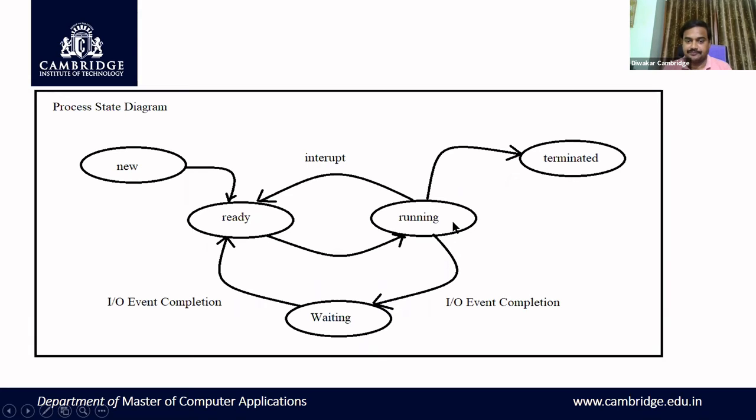Now you just see here. When a new process is created, it will come to the ready queue in the RAM, right? Then it will be allotted to the CPU. For the running process, if any interrupt occurs, you can think that any system call comes. After that, some interrupt will occur. Then the process will go back to the ready state, right?